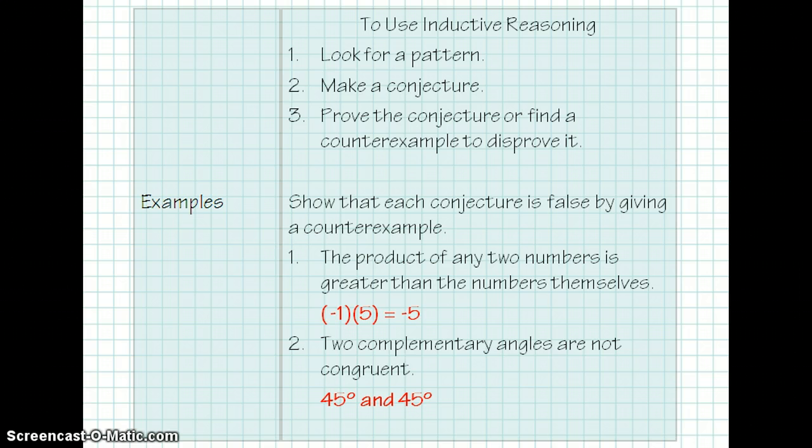When you're looking for counterexamples, you're looking to have the first part of the statement be true, so we want two complementary angles. And we want the last part of the statement to be false, so we want these to be congruent.